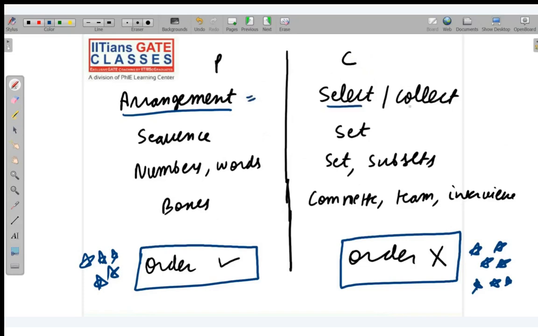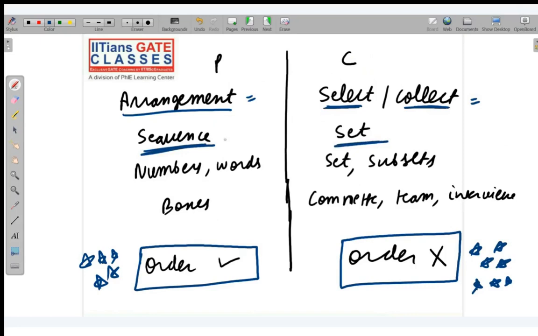And whenever you see select or collect, you say it is a combination question. Like select 2 students from a group of 10 students. You can select any 2 students, and order does not matter, whether you pick the first boy or first girl. It depends on the question, but generally order does not matter. You are just picking 2 students, that's it. So select, collect is combination. Then sequence means permutation, and set means combination.